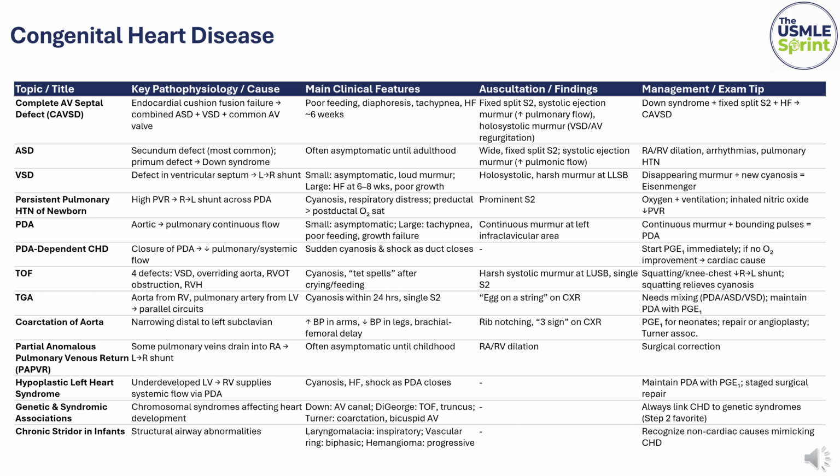Next, the patent ductus arteriosus, or PDA. This gives a continuous, machine-like murmur, best heard at the left infraclavicular area. Small PDAs are often asymptomatic, but larger ones can cause respiratory distress, poor feeding, and signs of heart failure from excessive left-to-right flow.